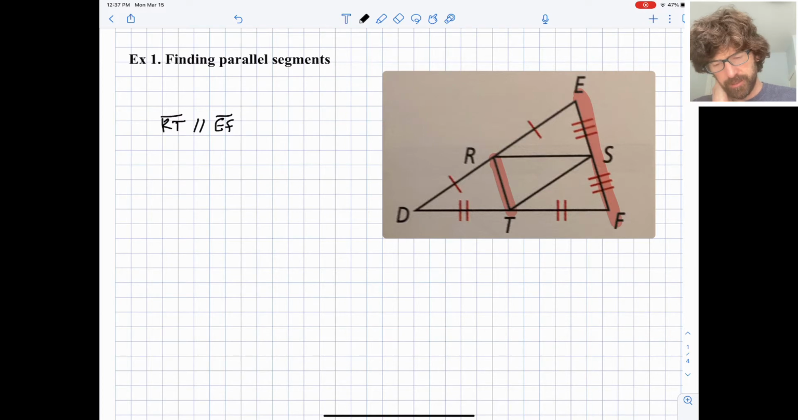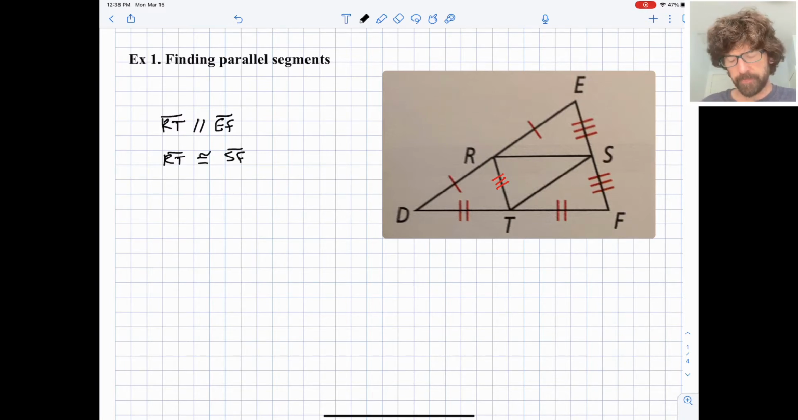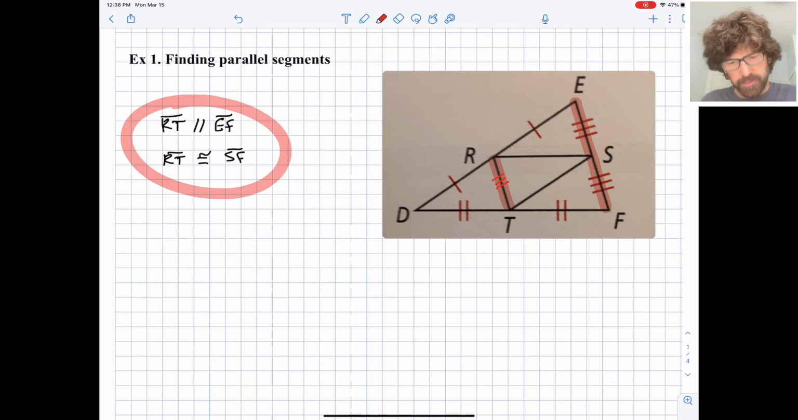The other thing we can tell here, and I'm not going to do this for each of the combinations we're working with, is that RT, being half the length of EF, has to have the same measure or the same length as SF or ES. So we could also say that RT is congruent to SF. So that's one possibility, and I'm going to highlight those in red. And let's do one more.